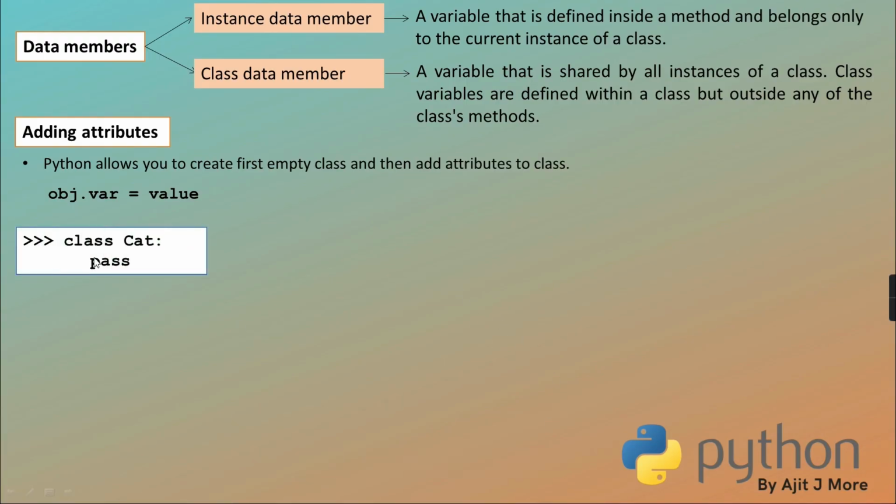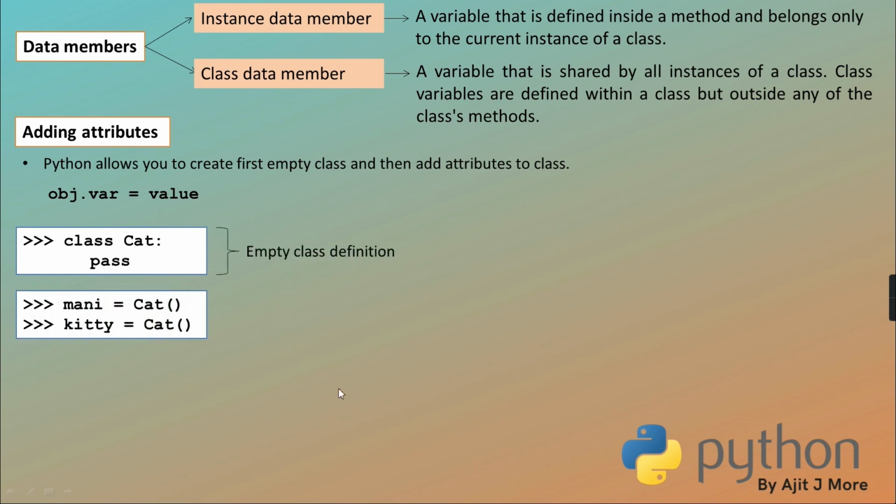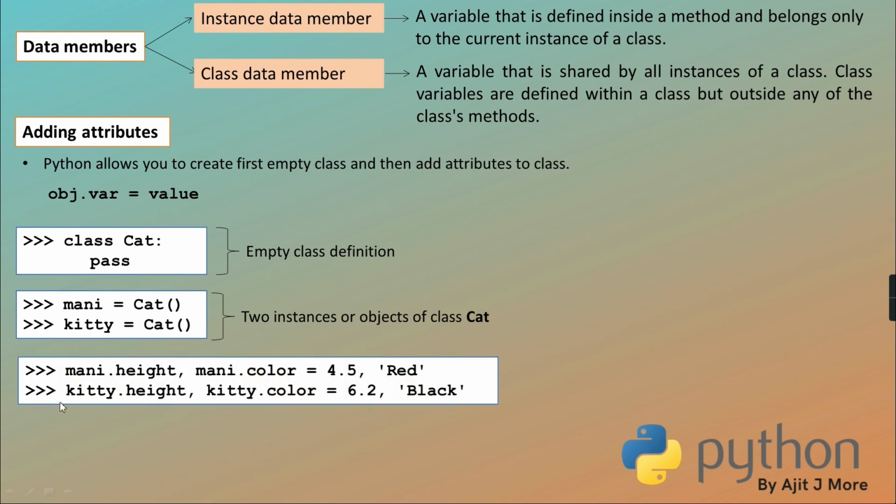See, I'm creating an empty class, class Cat. As I've written, pass means it's an empty class. Then I'm creating copies of that class, meaning objects: Money equal to Cat, Kitty equal to Cat. Two objects, that is two instances, two copies of class Cat. Is it clear? Now they both are going to get memory. Money is going to get separate memory, Kitty is going to get separate memory.